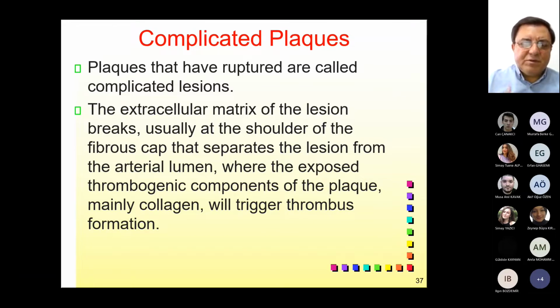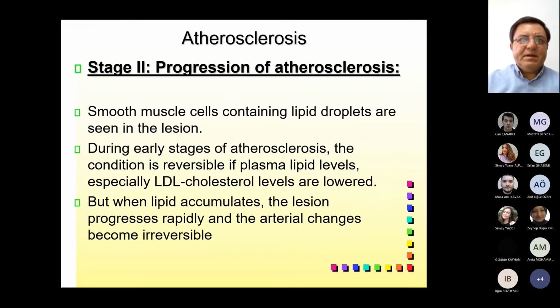And then some thrombogenic components, like the collagen, are exposed at the plaque, and by that way they are all triggering the thrombus formation. And it is the more accepted view, and it proposes the smooth muscle proliferation as the initial event. So smooth muscles contain the lipid droplets, which are seen in the lesion.